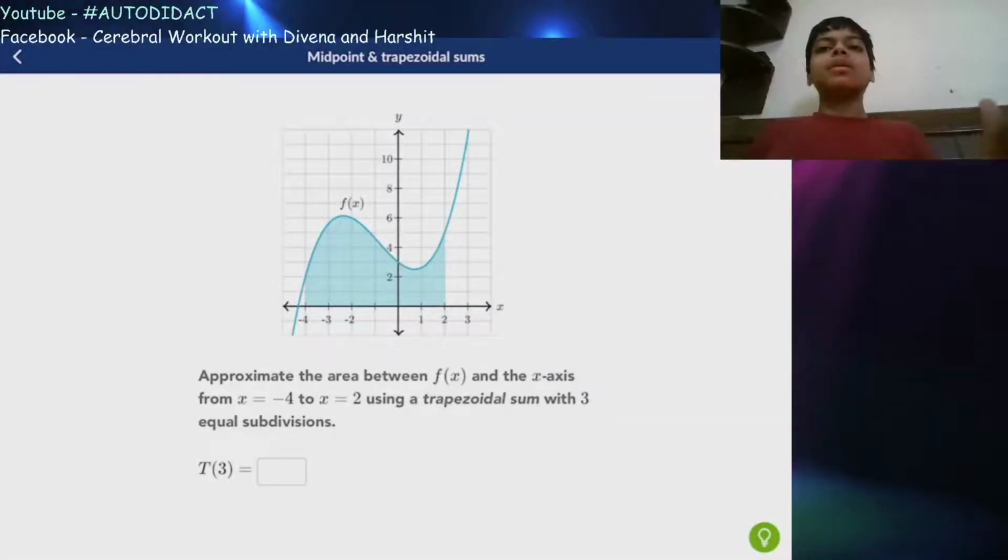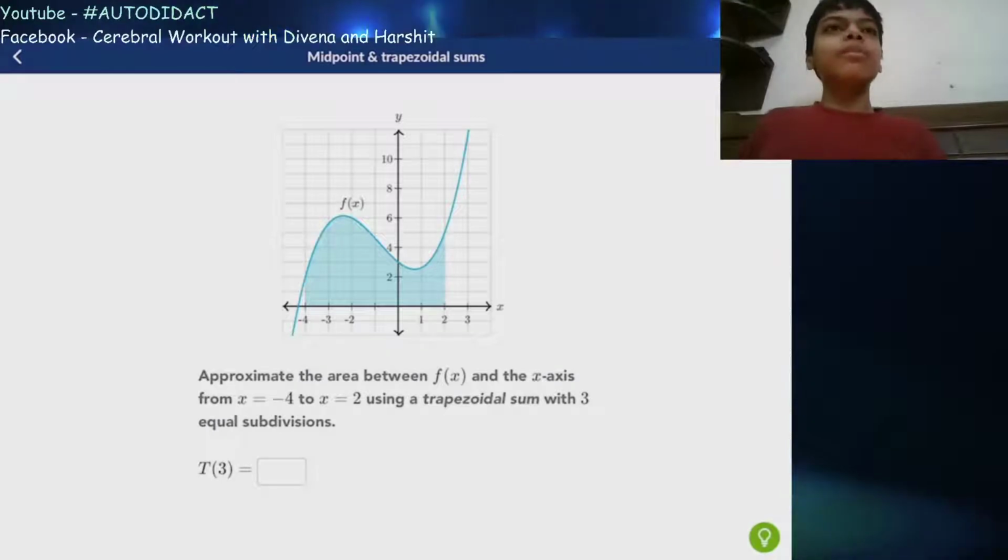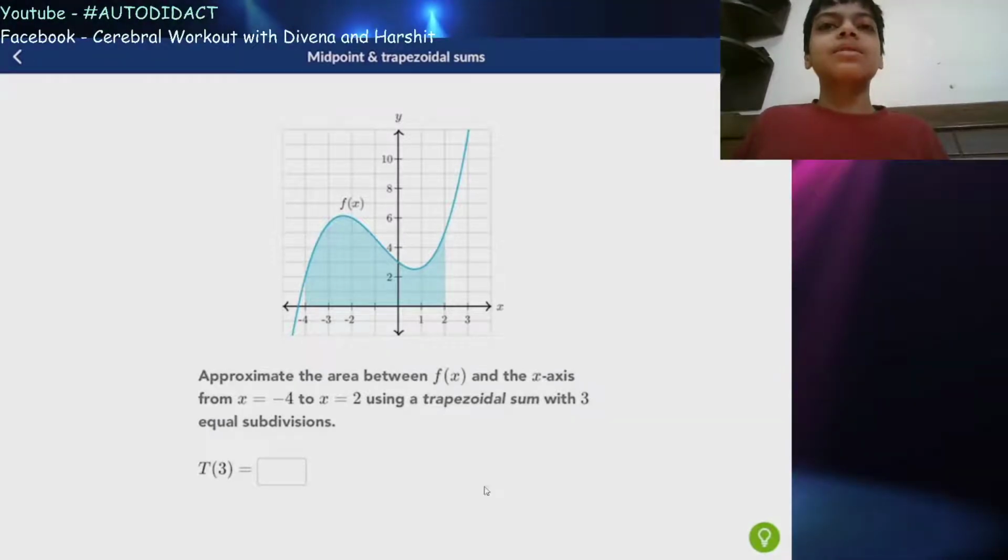Namaste everyone. Today I'm going to make a video on midpoint and trapezoidal sums. So let's start.